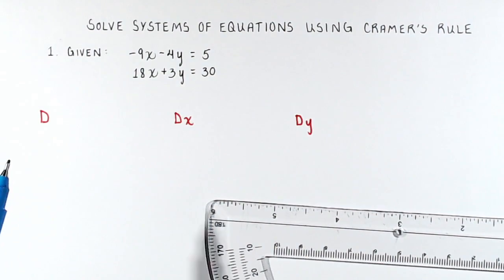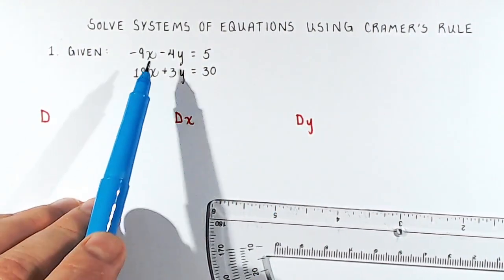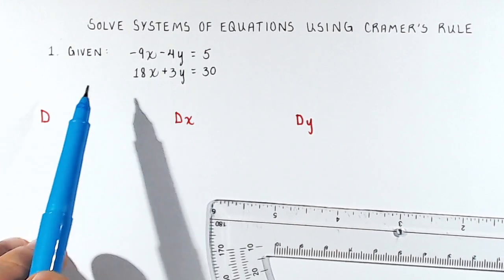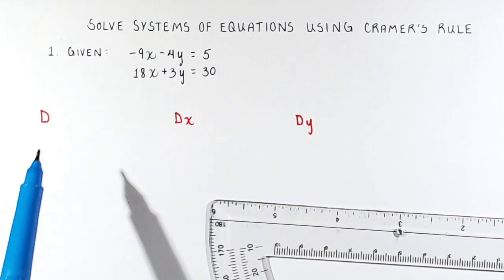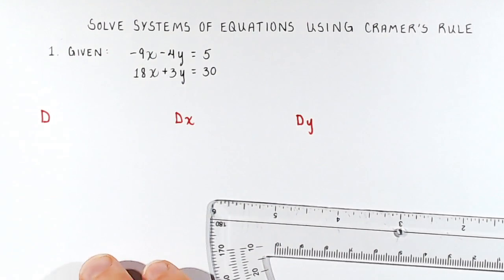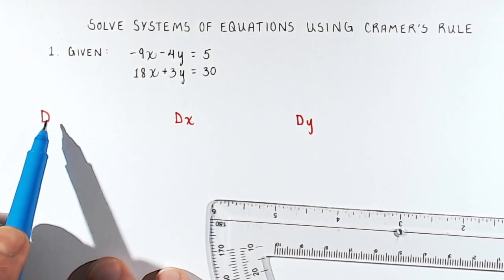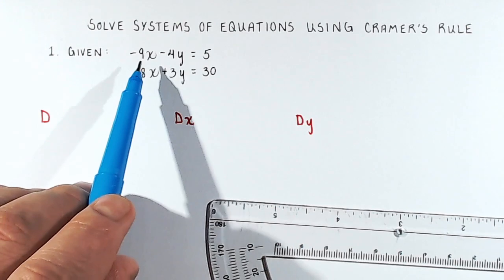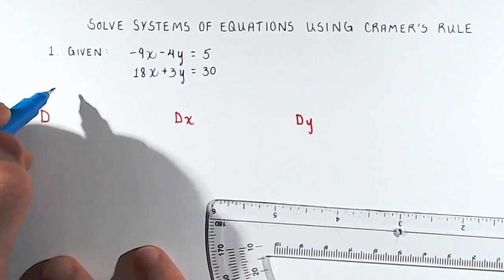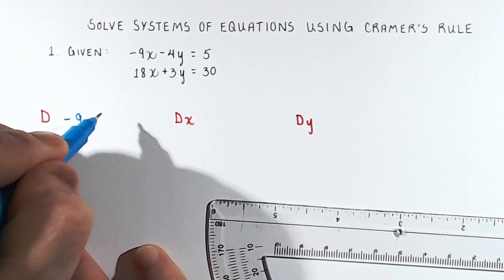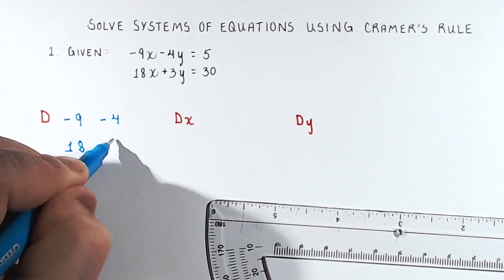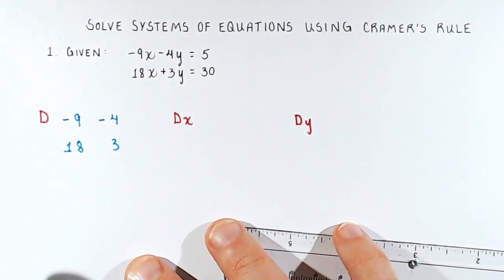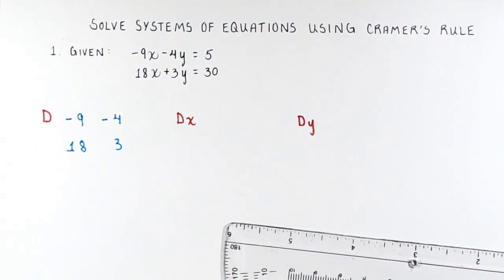In order to compute these determinants, we have to let these letters drop away and just consider the numbers that are in front of the letters and these numbers over here. Forget about the letters for just a second because we're not going to be writing them when we write these determinants. To compute the determinant D, we're going to use these four numbers right here: -9, -4, 18, and 3. Now position is very important. So that's the setup for computing the determinant D.